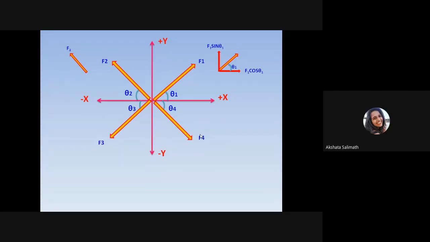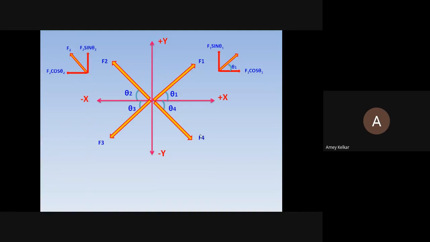F2 cos 2 theta, F2 sin 2 theta. Yes, correct. F2 cos 2 theta, which will be cos, horizontal or vertical? Horizontal. Yes, horizontal has to be cos. Correct. I was waiting. You have given the answer. That is very nice. So see here, this comes F2 cos 2 theta and F2 sin 2 theta.